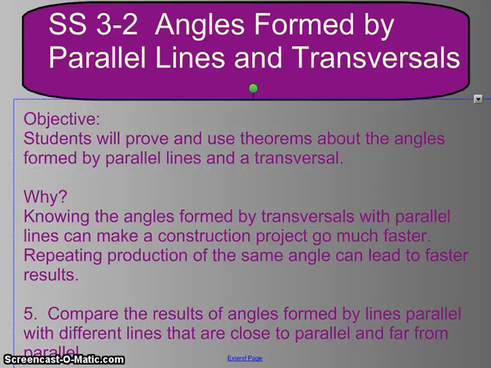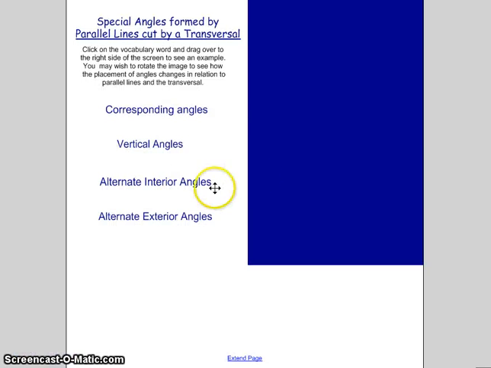Hopefully you remember what a transversal is from the last section, and hopefully you already know what parallel lines are also. So again, you're going to have to do the number 5, answer it in your notes with your half a page of notes and your summary, and make sure you send that to me for your points on that.